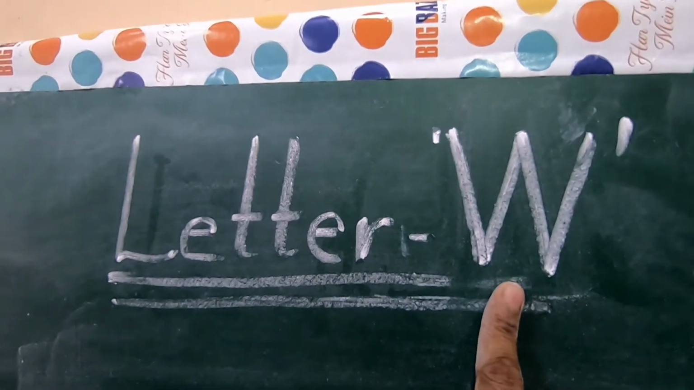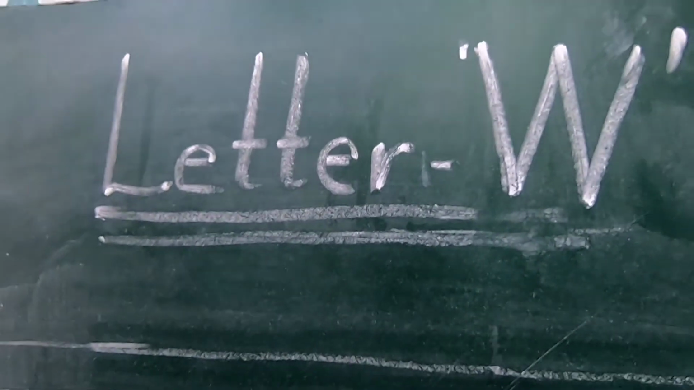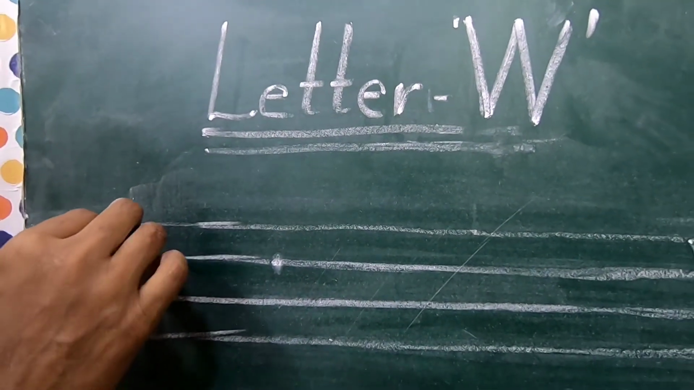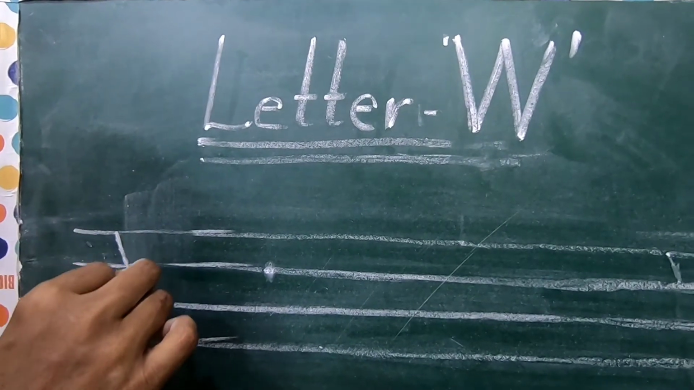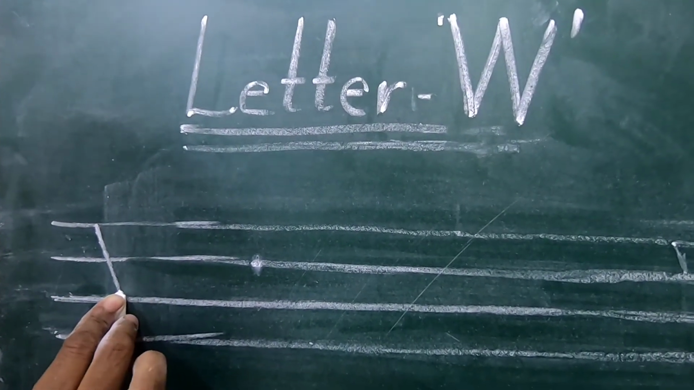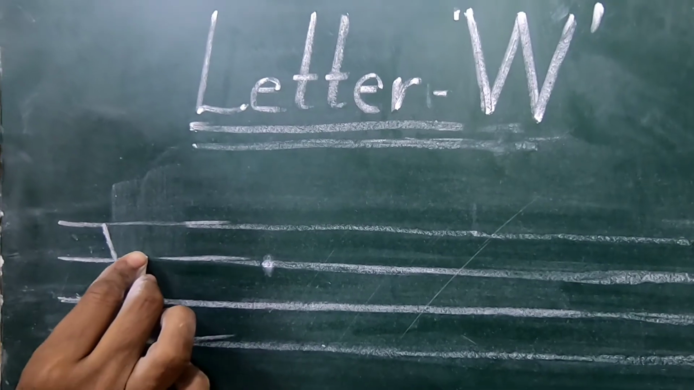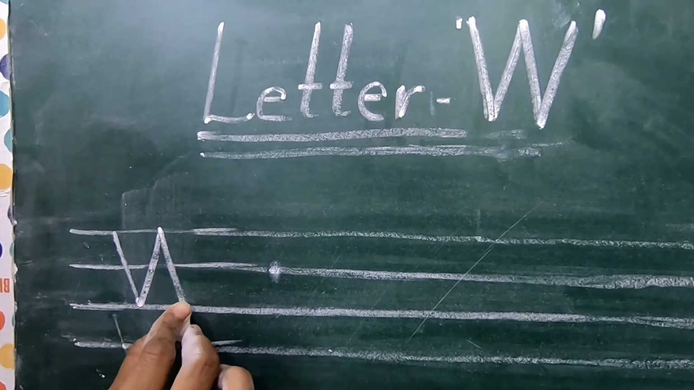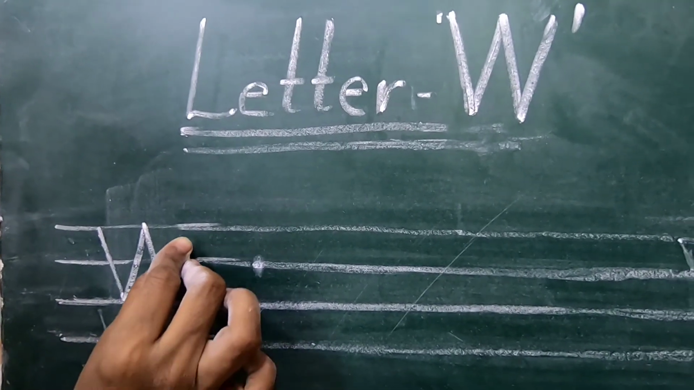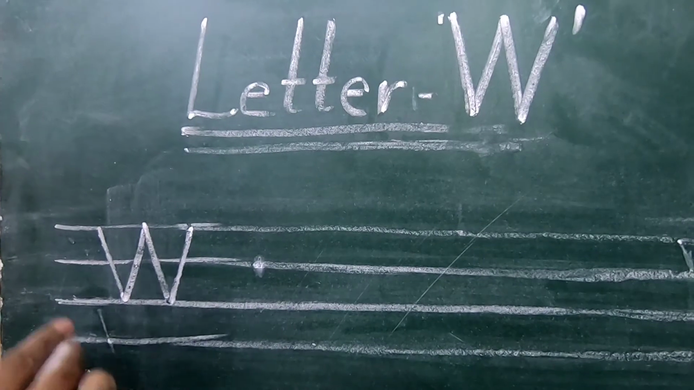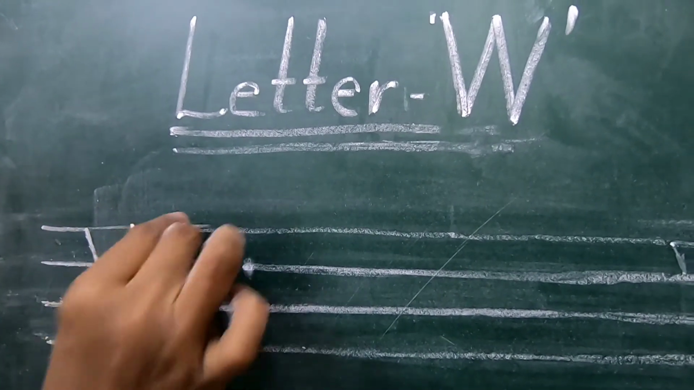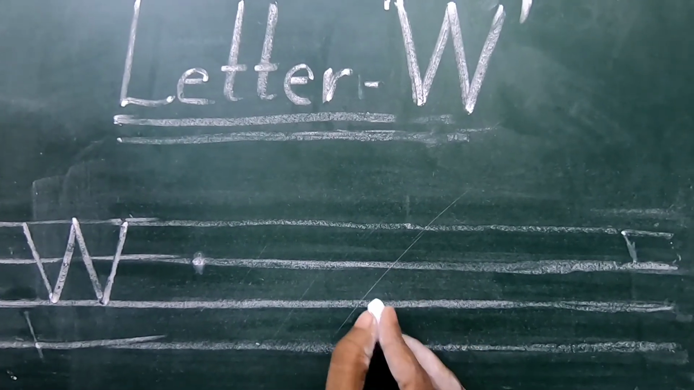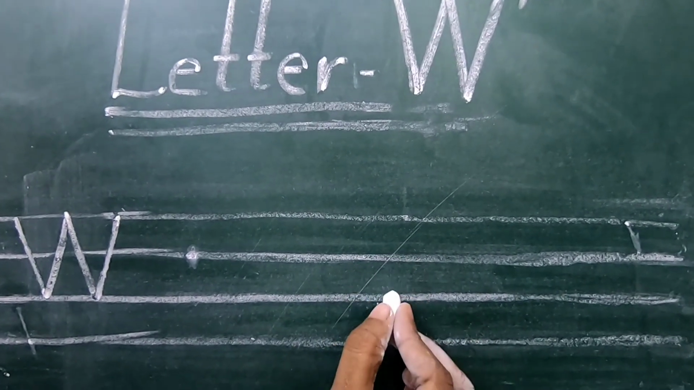Next letter is W. So let's practice capital W. Yes, you have to make a slanting line from the front line up to the base line. Then go upward, making a slanting line up to the front line. Again come downward up to the base line and then go upward up to the front line. So you have to make 4 slanting lines in this way. This is capital W.